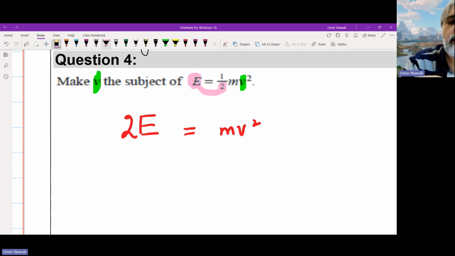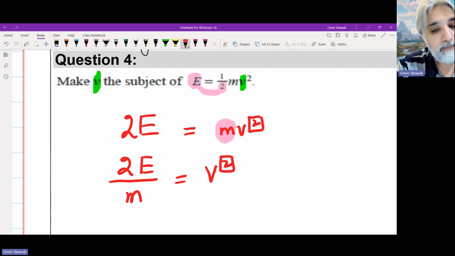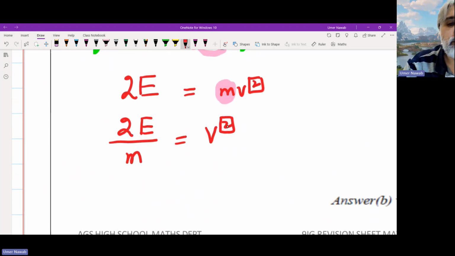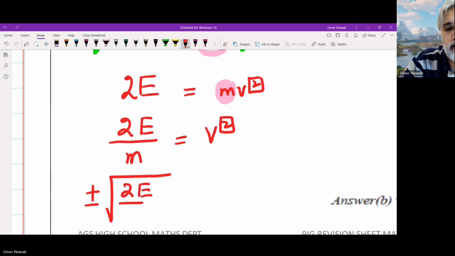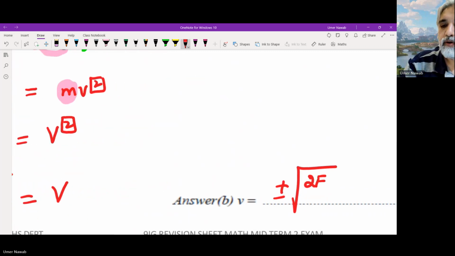And we have an m which is multiplying. It has to go to the other side. So 2E over m is equals to v squared. Didn't I tell you in the opposite BIDMAS, the power will be dealt with in the end? Now, if I remove the square on the other side, I need to write a plus minus sign along with the square root, and now I got v alone. So v is equals to plus minus square root of 2E over m.